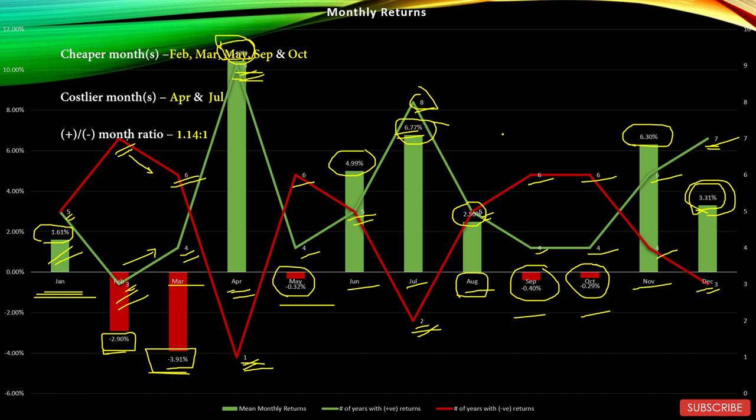Finally, the positive to negative month ratio. This is 1.14 is to 1, not a good value for the sector. This shows that against every one negative month, there are 1.14 positive months over the last 10 years, that is, over the last 120 months.